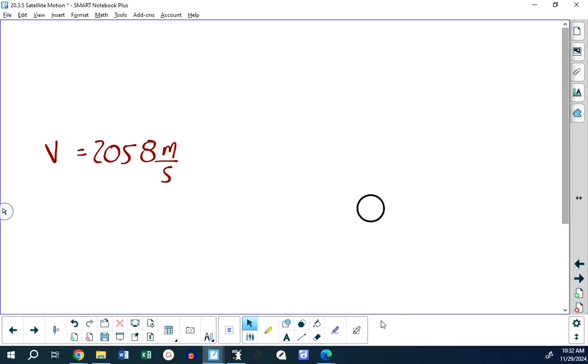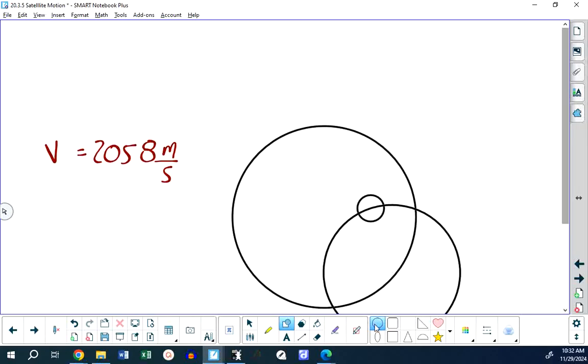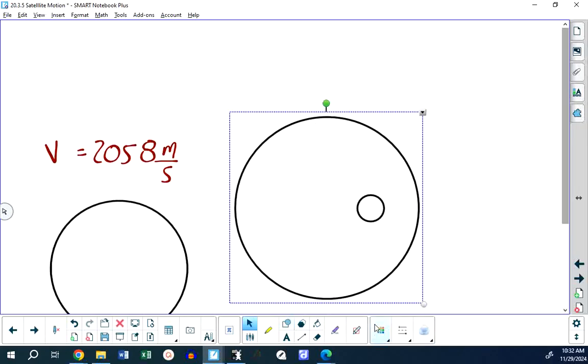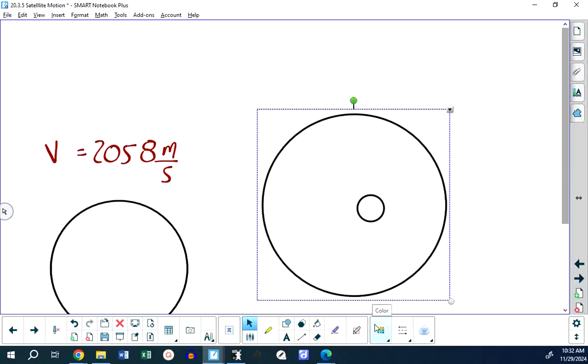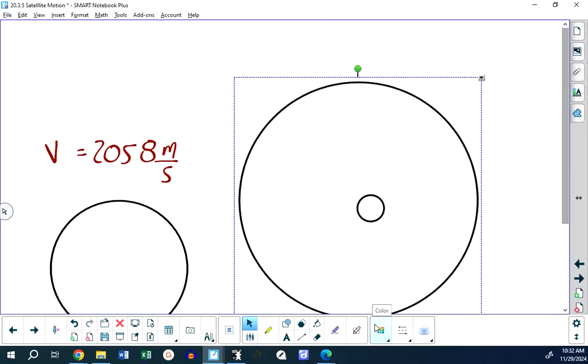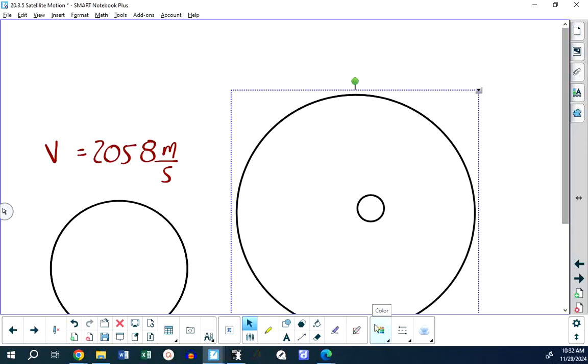So here's the Earth, and then we also have this satellite. So let's just say that's the satellite's orbit.